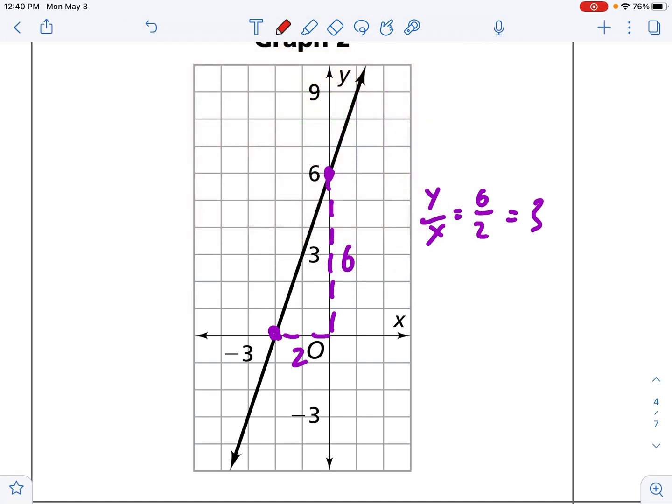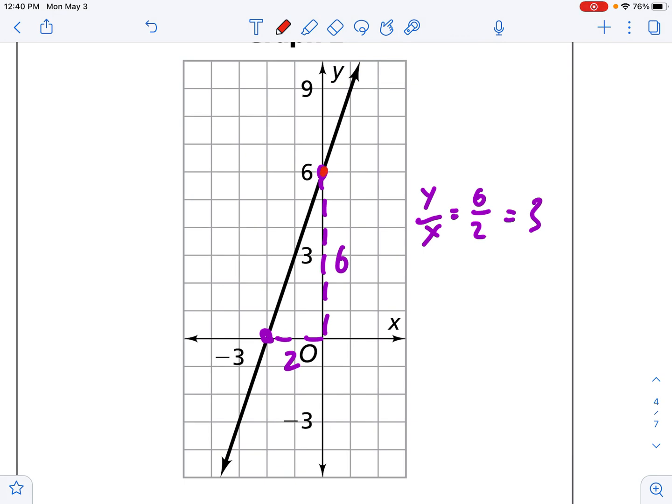Now I've had some students ask, how about if I start at this dot and go back down? So 1, 2, 3, 4, 5, 6, which is negative 6, and then I go backwards, 1, 2, which is negative 2. You can do that. Let's just take a look at it. Then you have negative 6 over negative 2, and negative 6 over negative 2 is also 3. So you can totally do that. Just pay attention to your negatives.